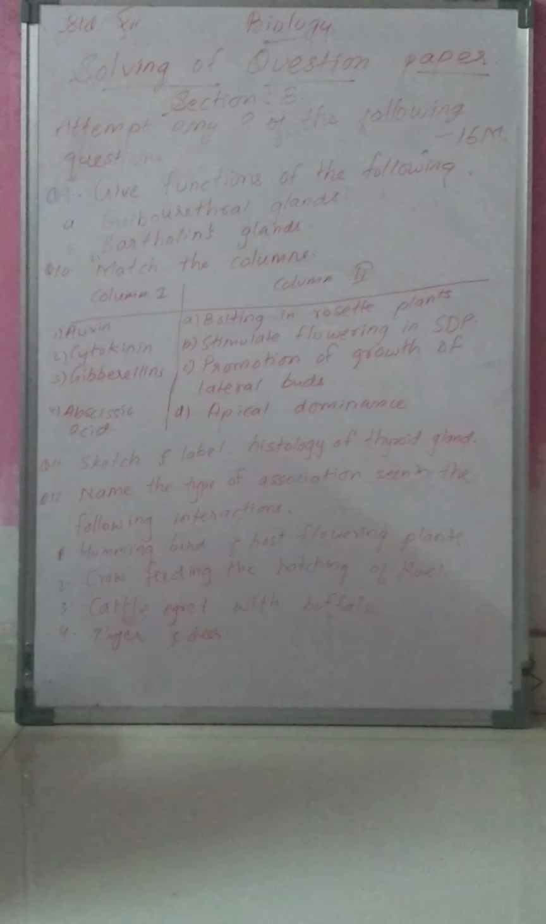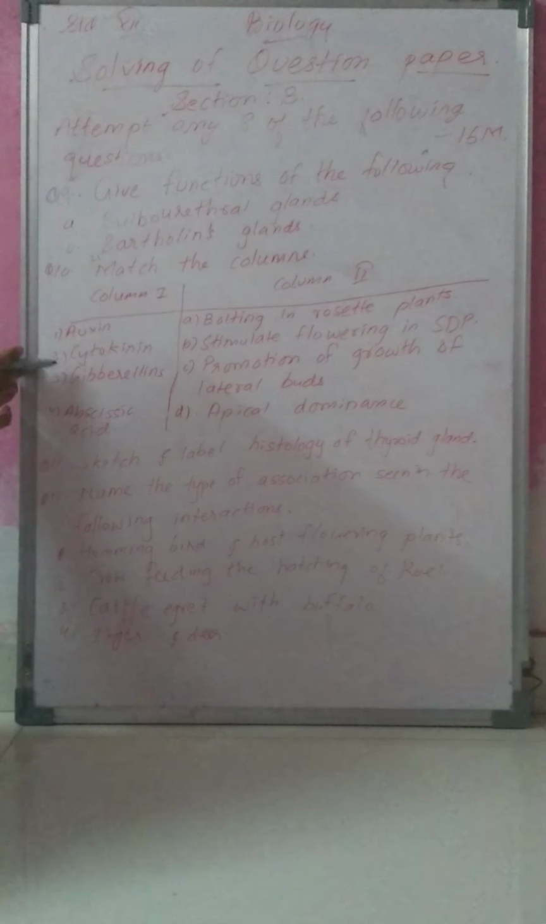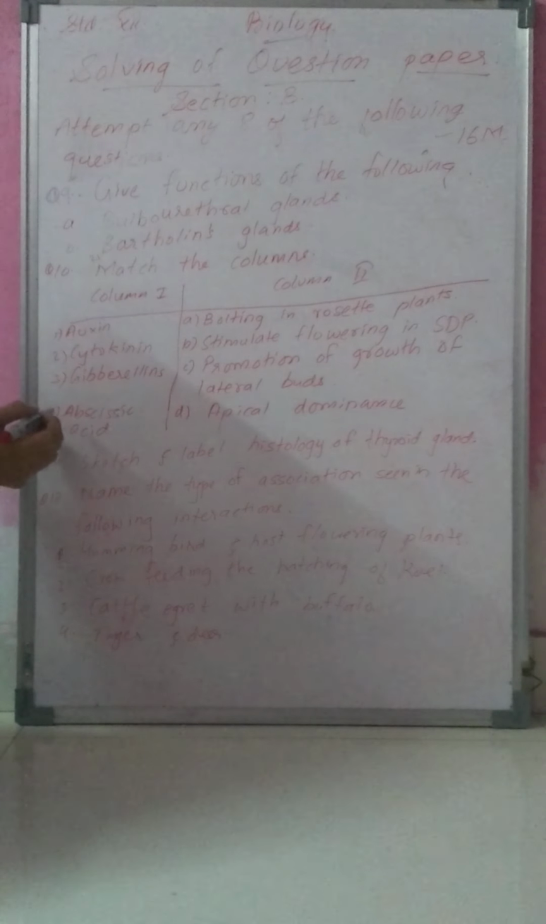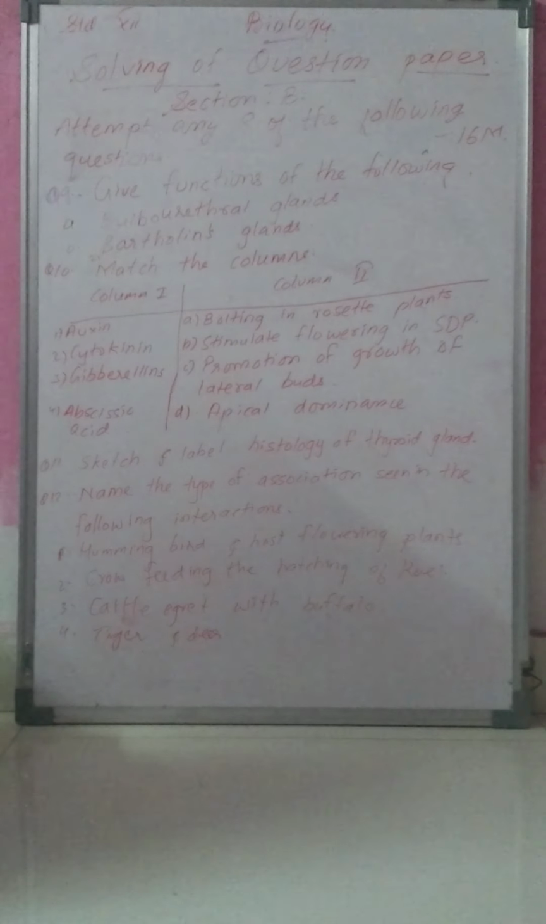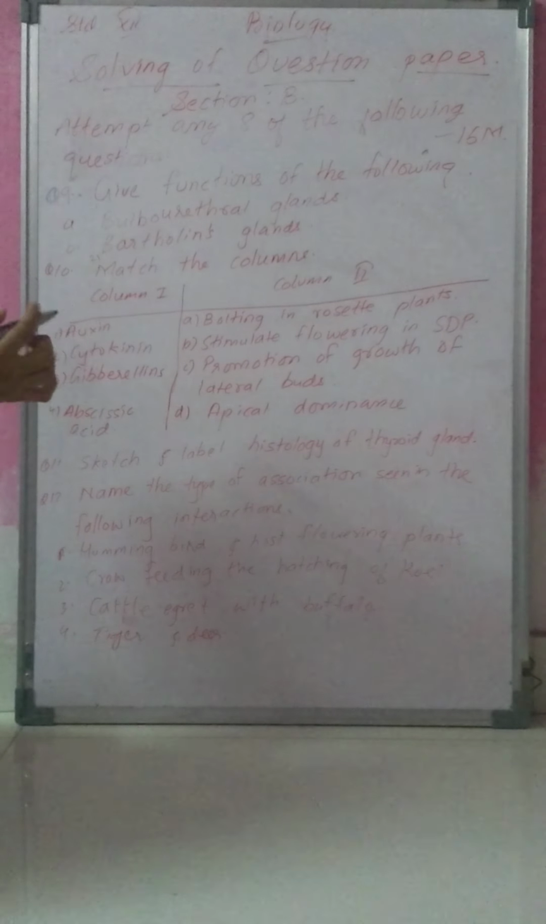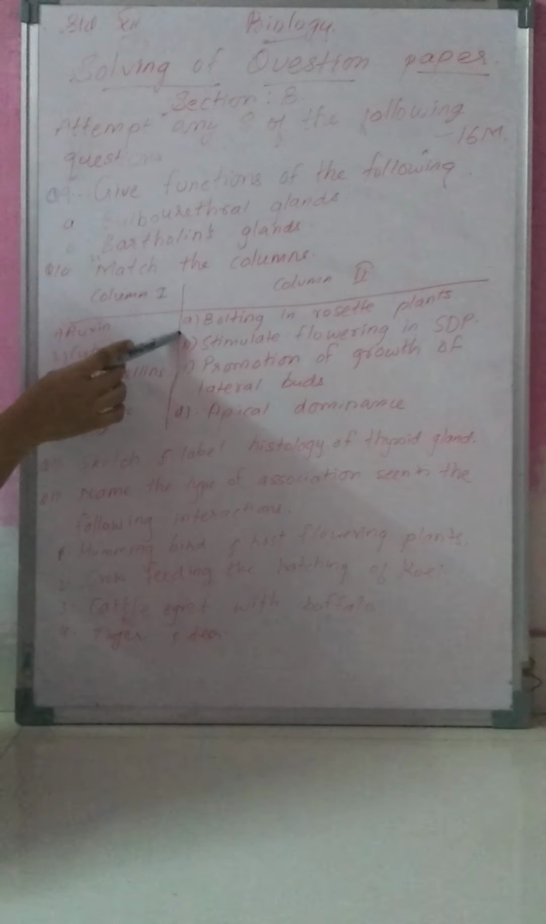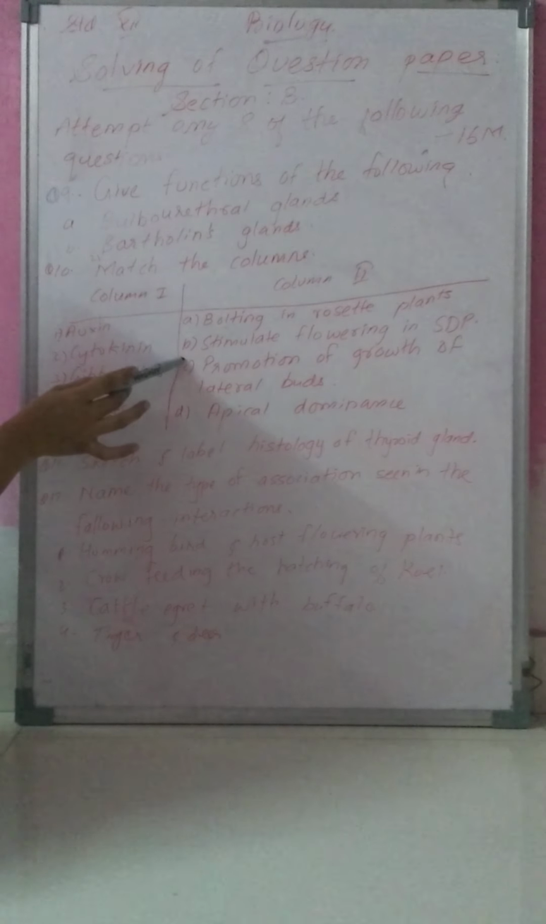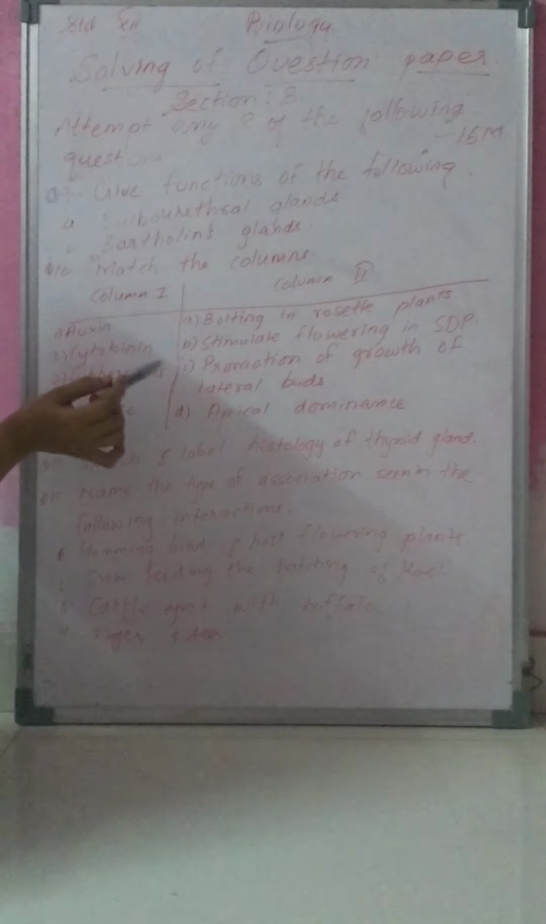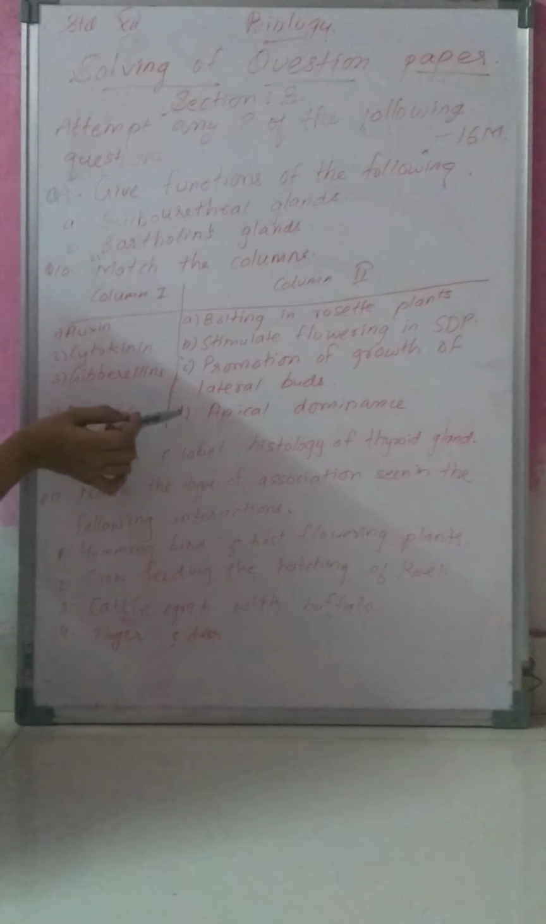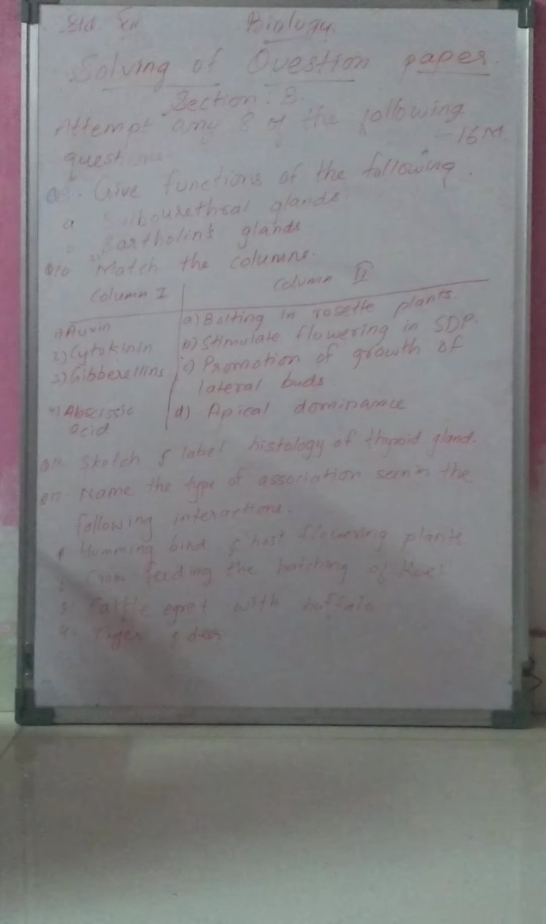The next question is question number 10. Match the columns. You can see here is the name of the hormones, that is auxin, cytokinin, gibberellins and abscisic acid. And in column B there are points. For example, A is bolting in rosette plant, B is stimulate flowering in SDP, C is promotion of growth of lateral buds, and the last is D, that is apical dominancy.